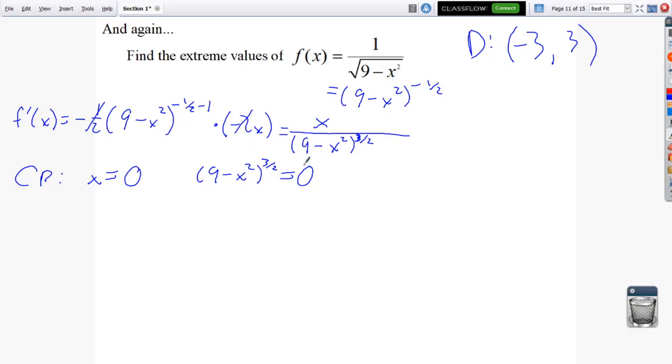Well, I can raise both sides to the 2/3 power. I end up with 9 minus x squared is equal to 0. Add x squared to both sides, I've got 9 equals x squared. Square root, I've got x is equal to plus or minus 3. Oh crap, those are not points on the function. So those are not going to be possible minima or maxima. So really, since those are not in the domain, they are not critical points. I have only one critical point.